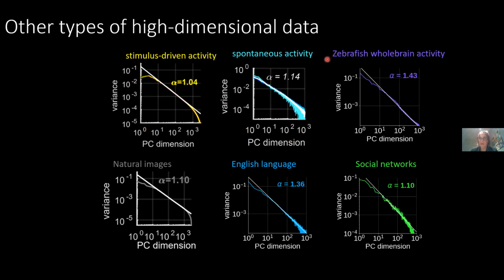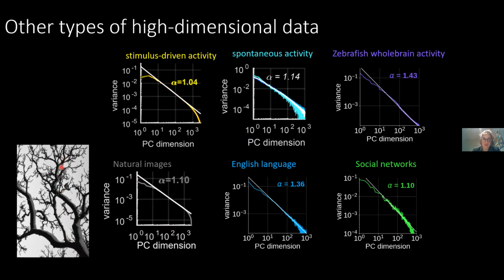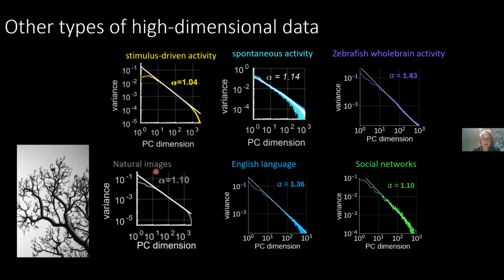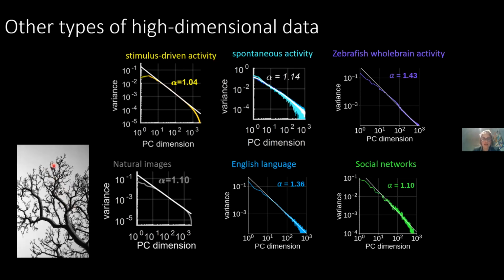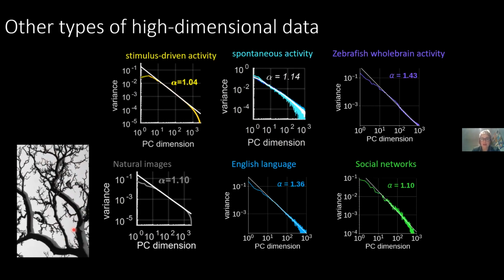And then also in zebrafish whole brain activity, where they're able to record 60 to 80,000 neurons simultaneously, they also see this power law decay. It decays a bit faster, so it's more low dimensional than mouse neural activity, but it's still a power law. And then the canonical example of a power law decay is the natural image spectrum, where the low frequency components of images have more variance than the high frequency components. Natural images also have a self-similarity property: if you look at images of trees, the low D eigenvectors are going to be similar to the high D eigenvectors. As you zoom in, things look the same.